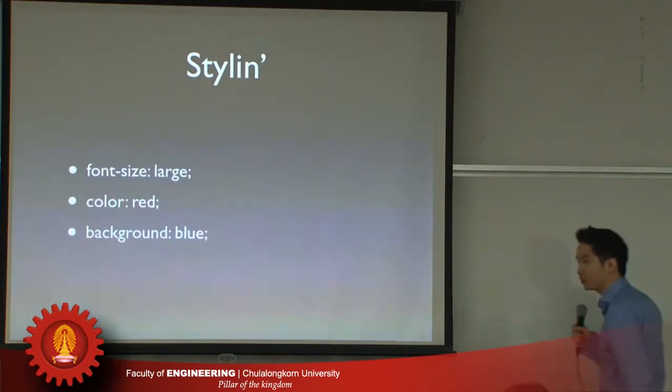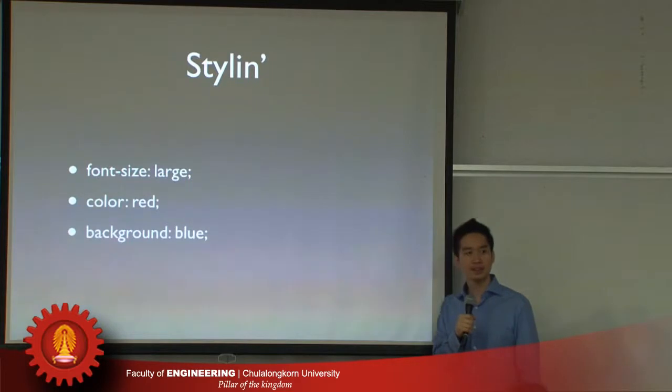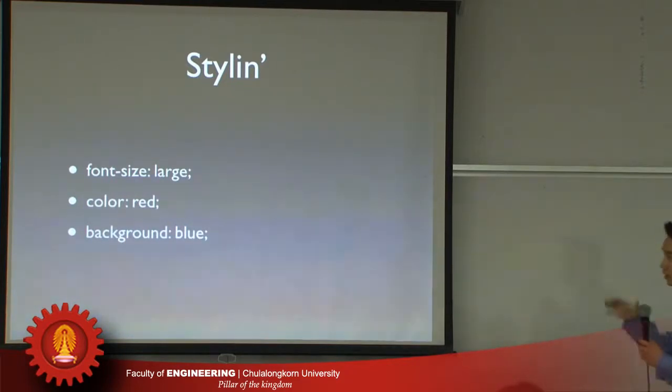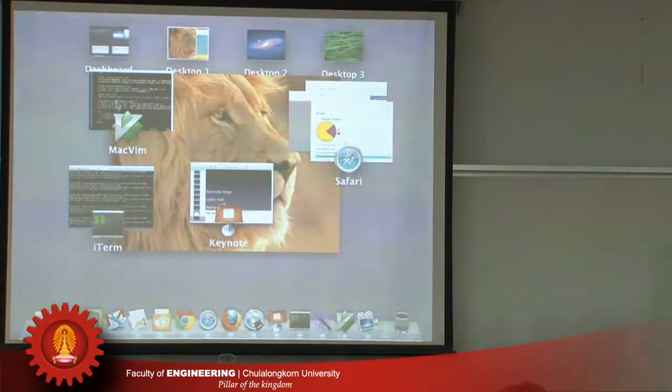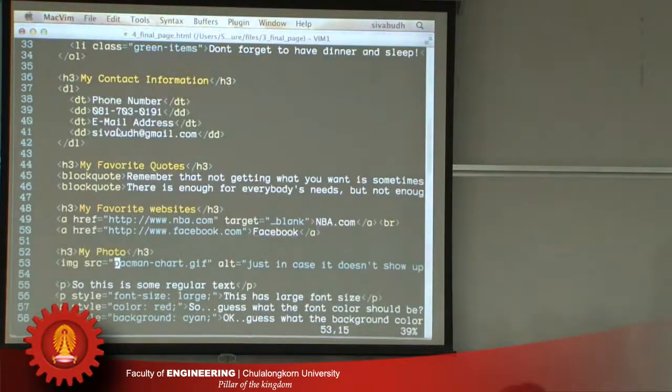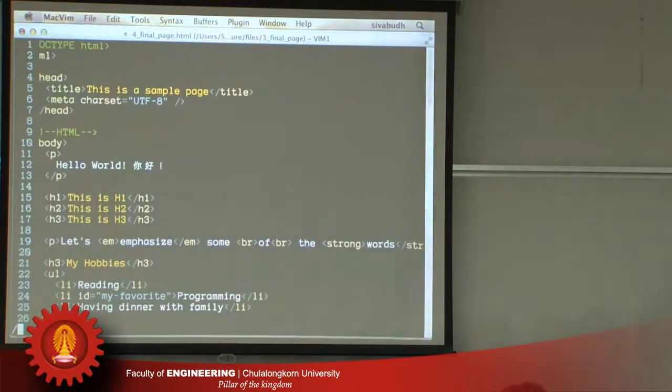So the next thing I want to cover is styling. We're now getting into the domain of CSS. Okay, so those three attributes, I think, are pretty self-explanatory in terms of what they do. The first one specifies the font is large, the second specifies the color of the text is red, and the background is blue. So let's see how we use them in our HTML document. So hold on.